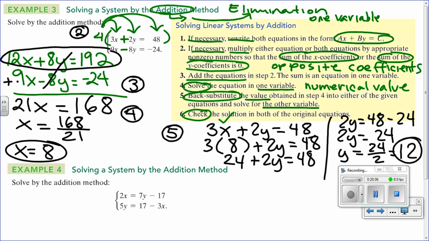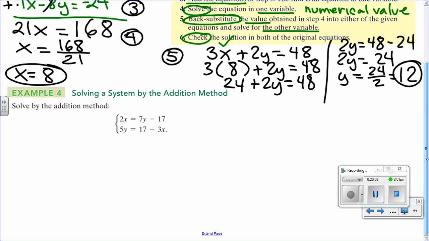Okay, so I'm going to let you work with your partner in solving example 4. In this case, you actually have to rewrite the equations so that they're in standard form, so you're going to have to manipulate some terms there. I'm going to pause the video.